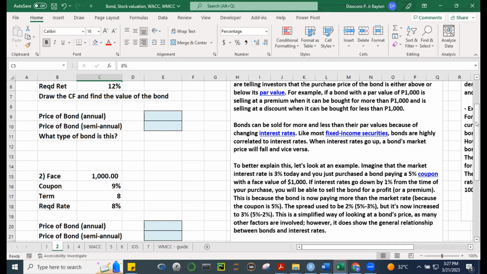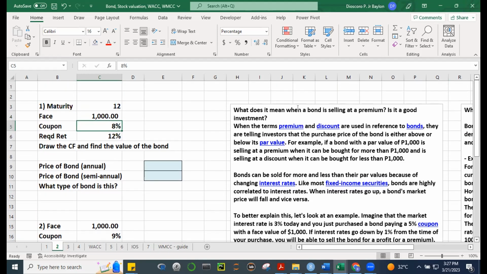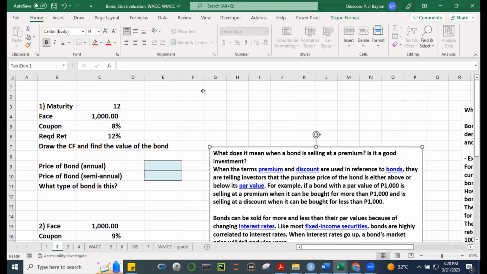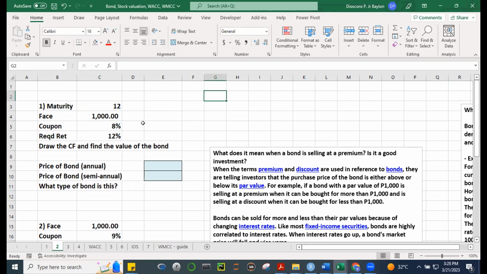Okay, so just to give you an idea, let's plot the timeline. All right, so we have maturity at 12 years, right? So this is 0, 1, 2, 3.